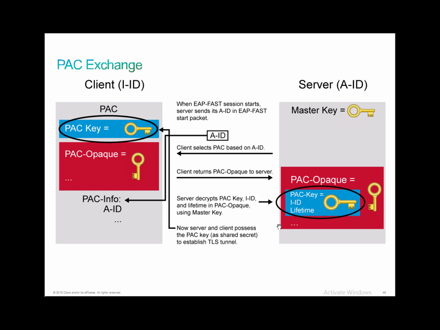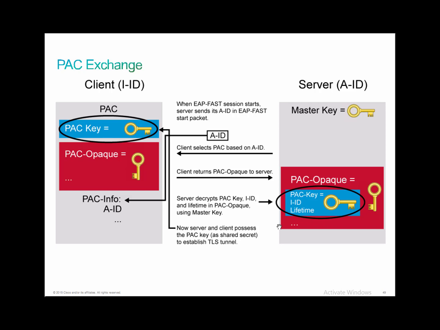When an EAP-FAST session gets initiated, the server sends its ID and the EAP-FAST start packet to the client. The client uses that ID, the A-ID, to choose the PAC to use for that particular session, assuming the PAC has already been installed on the client, by the way. The client sends the PAC opaque field from the appropriate PAC to the server. Remember, that includes the PAC key, the client identification, lifetime, etc.